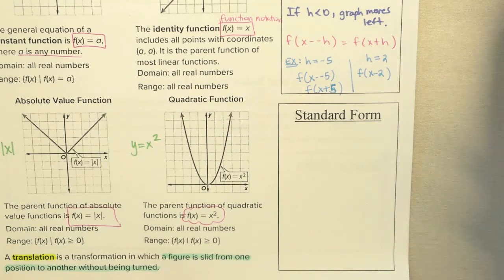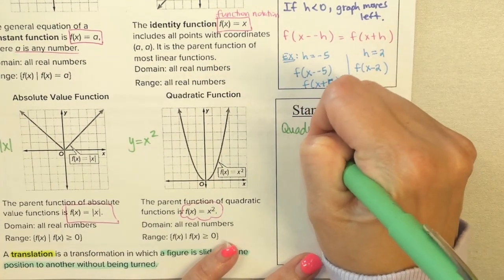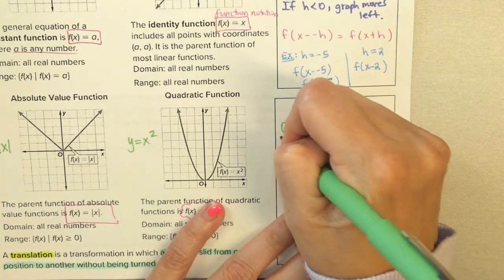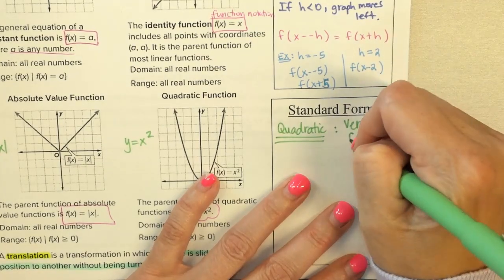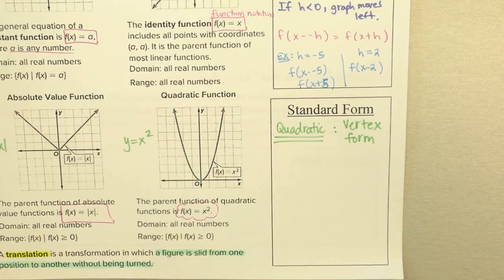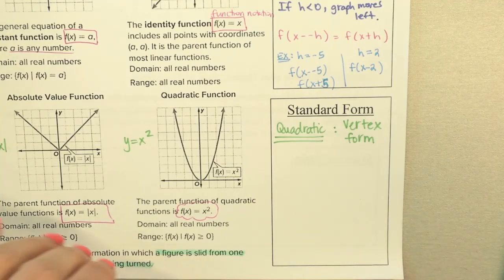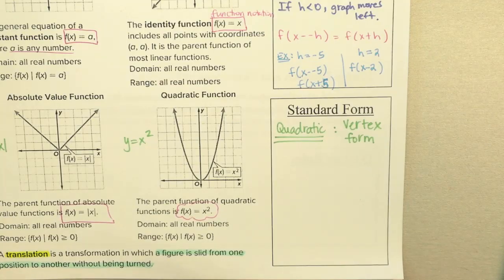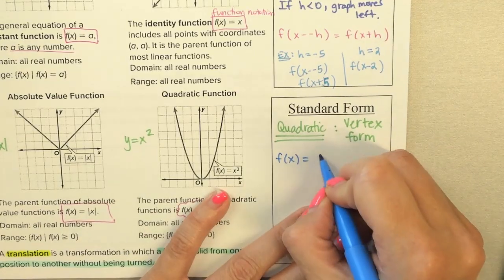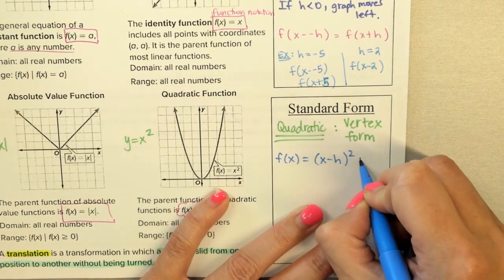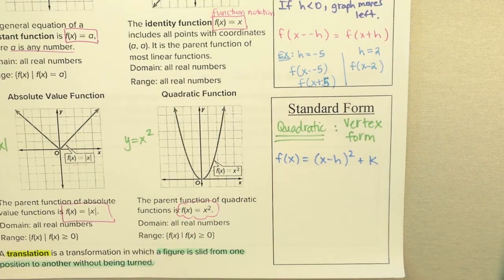We also have to know some standard forms for quadratic and absolute value. Really, the quadratic, we're going to use what other books like to call vertex form, because you can see the vertex right away. You can pick it out, and so that's helpful. So for a quadratic, it's f of x equals (x minus h) squared plus k. Okay, so this is called vertex form.